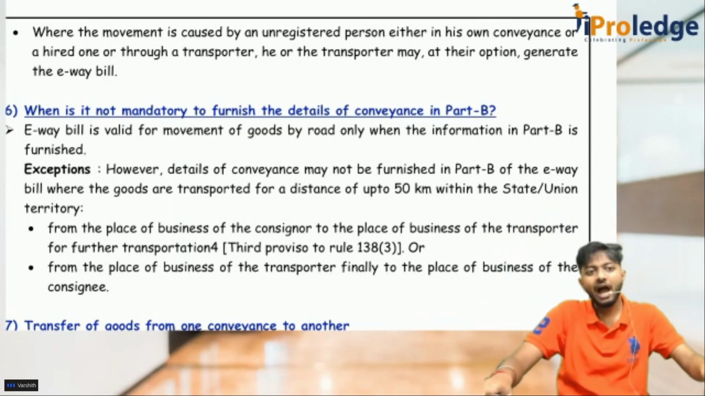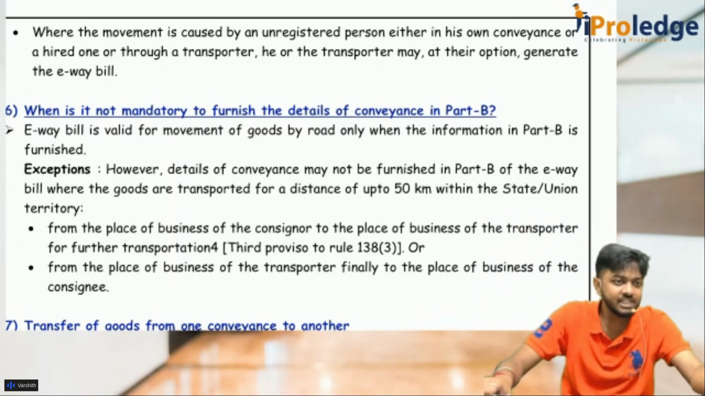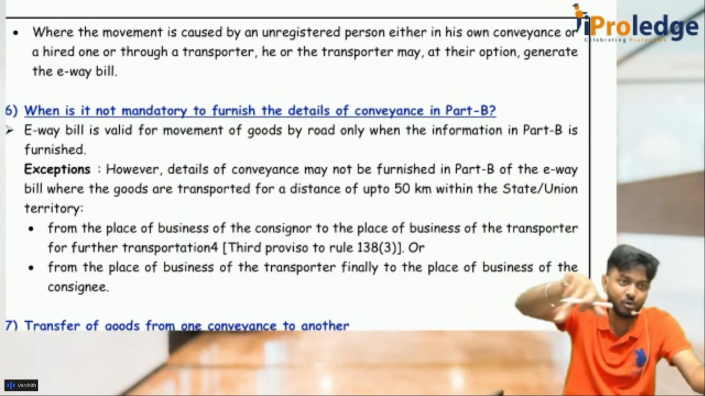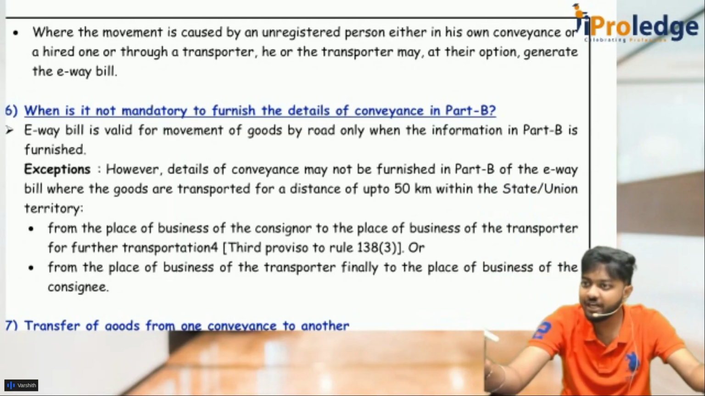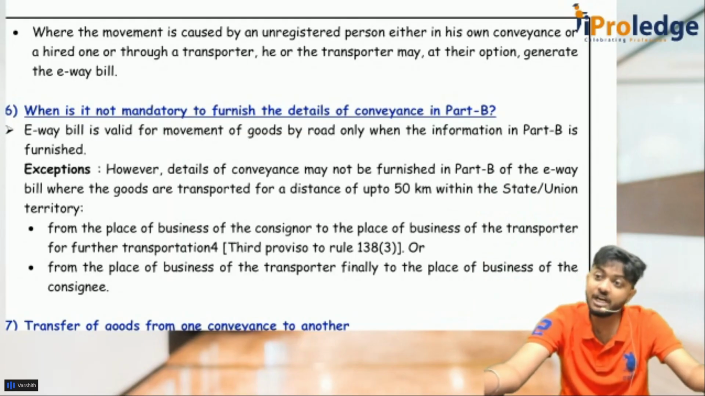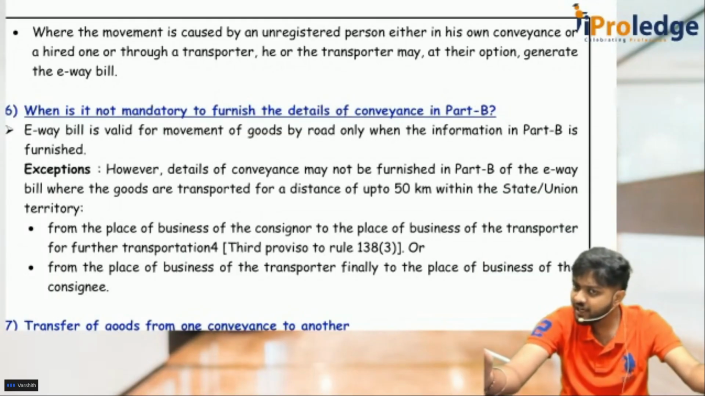Now they are telling either the unregistered person can generate e-way bill, or that Sharma Transport guy can generate the e-way bill for the goods traveling to Mysore. If transporter is there, transporter can also do. If transporter is not there, then the unregistered person who is causing this movement may, at his option, generate e-way bill. That option is also available. Are you understanding this example, how it is different from normal?